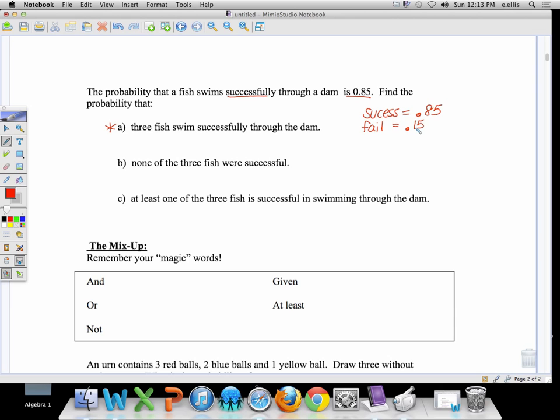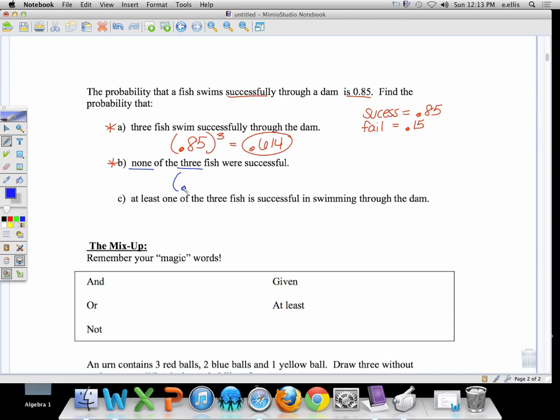We may have to go either case here. If you're getting successfully through, we know success is 0.85, and if you have 3 fish, you can just take it to the third power, which is 0.614.